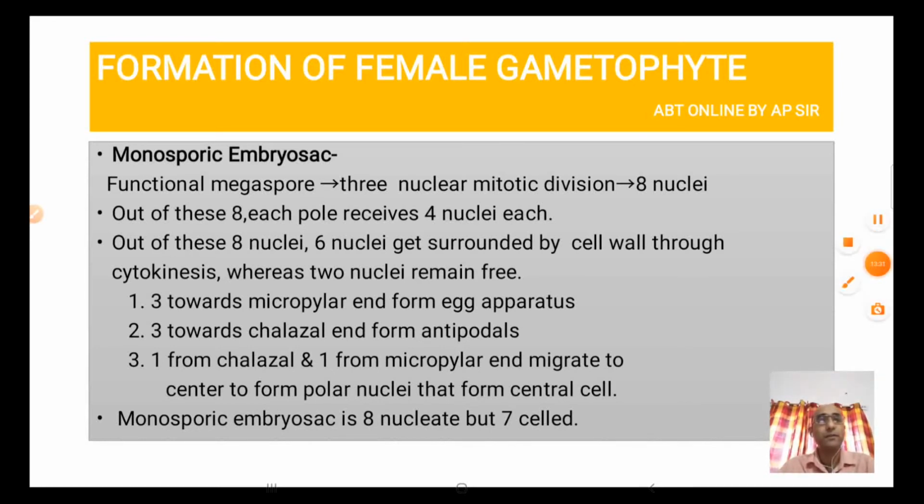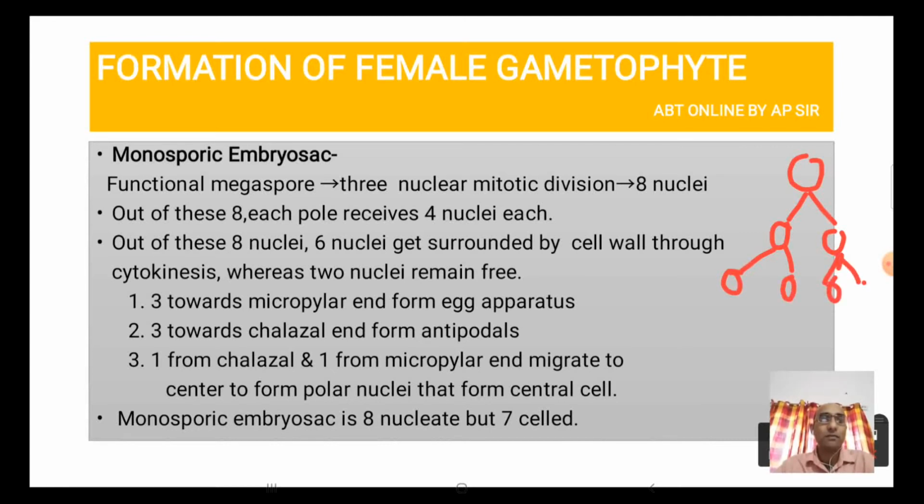Just let me draw. This one is the functional megaspore. Then the first mitotic division takes place. So how many nuclei are getting formed? 1, 2. Then the second mitotic division takes place, each one giving rise to 2. So how many total nuclei? 4. The third mitotic division takes place. So how many total? 8. 1, 2, 3, 4, 5, 6, 7, 8. Got it? So in total 8 nuclei are formed.